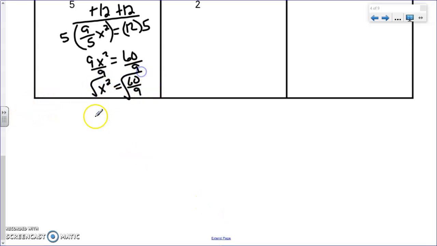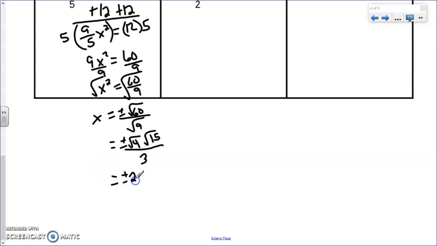Take the square root of both numbers. So x equals plus or minus. Now I'm going to split this into 2 square roots because it's the same thing as the square root of 60 over the square root of 9. So that's going to equal, I can break 60 down to 4 and 15, and then 9 will be 3. So that's going to equal plus or minus 2 square root of 15 over 3.